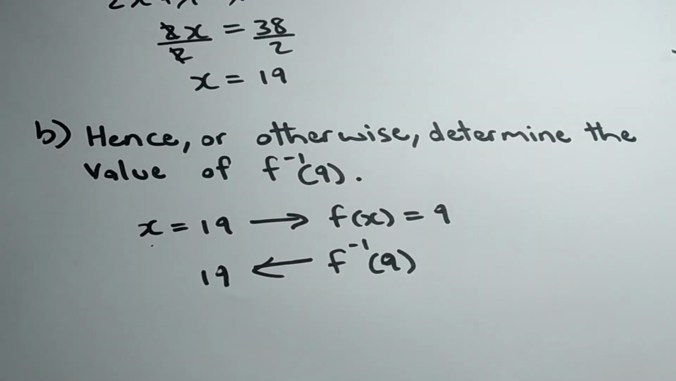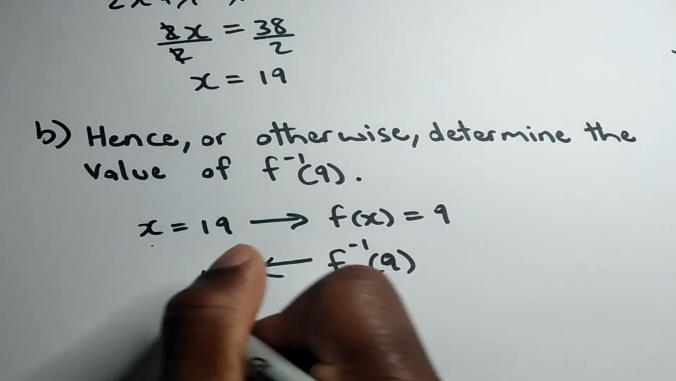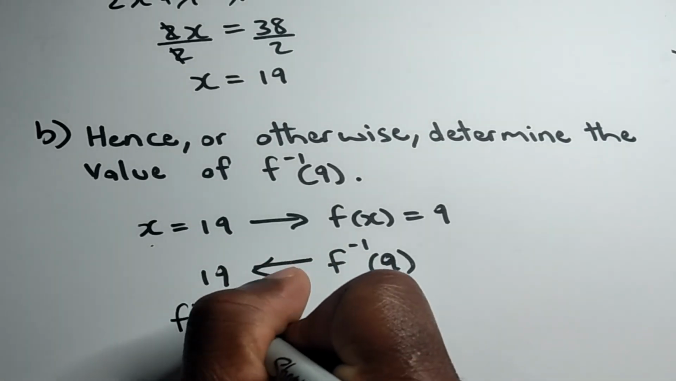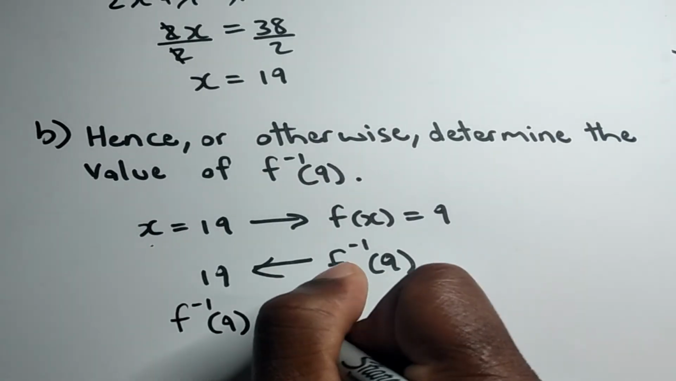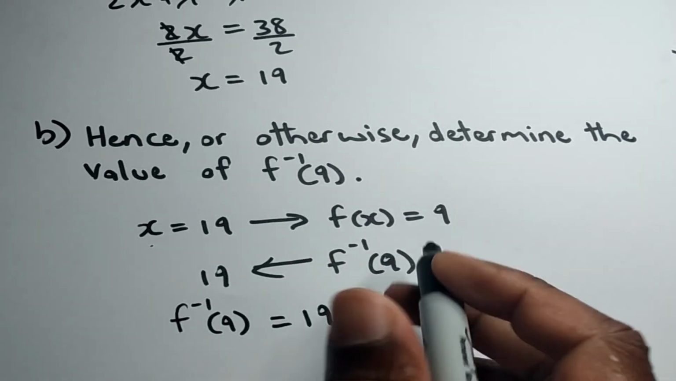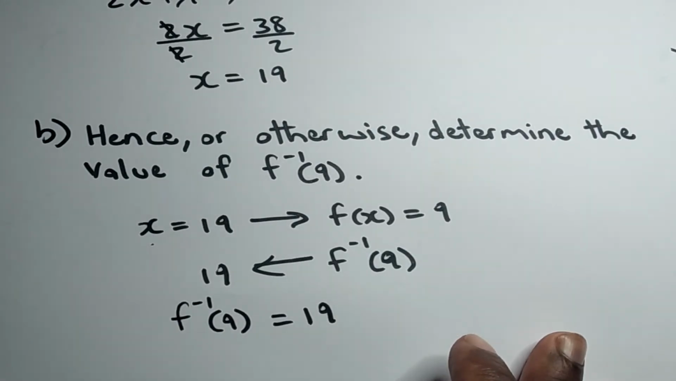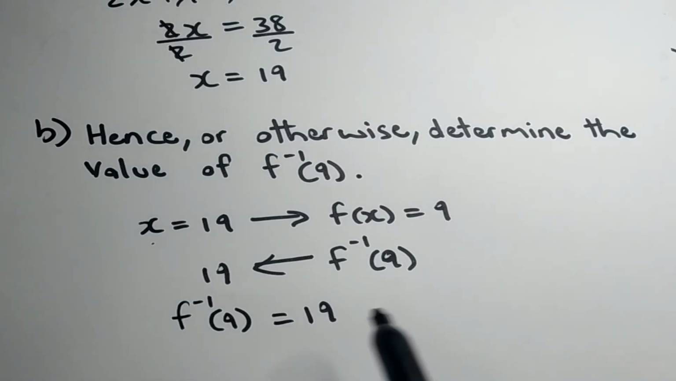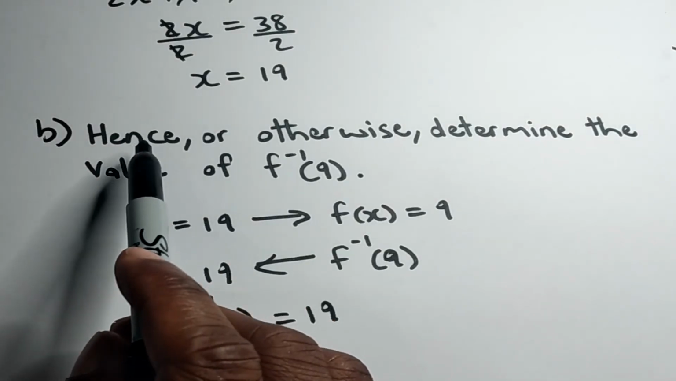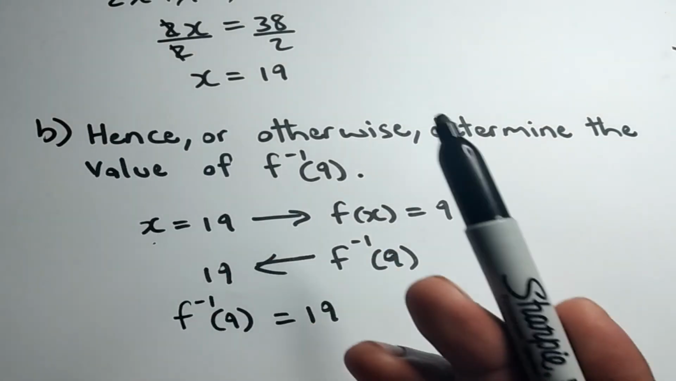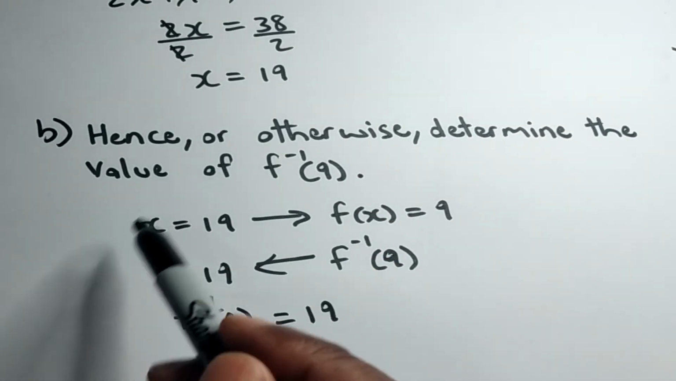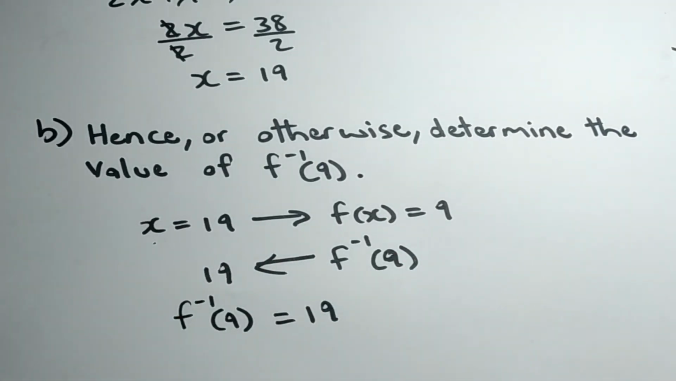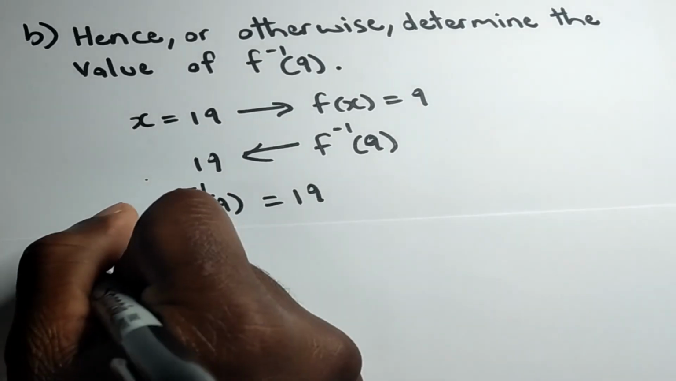All right. So as I outlined previously, f inverse of 9 would give us 19. All right. Based on what I just explained before, because the inverse of a function does the opposite of the original function. All right. Now I'm going to demonstrate the alternative route of doing this. They also mentioned here that we could use what we would have obtained previously, or otherwise. All right. So I'm going to look at the alternative method. So now let's look at the alternative method.